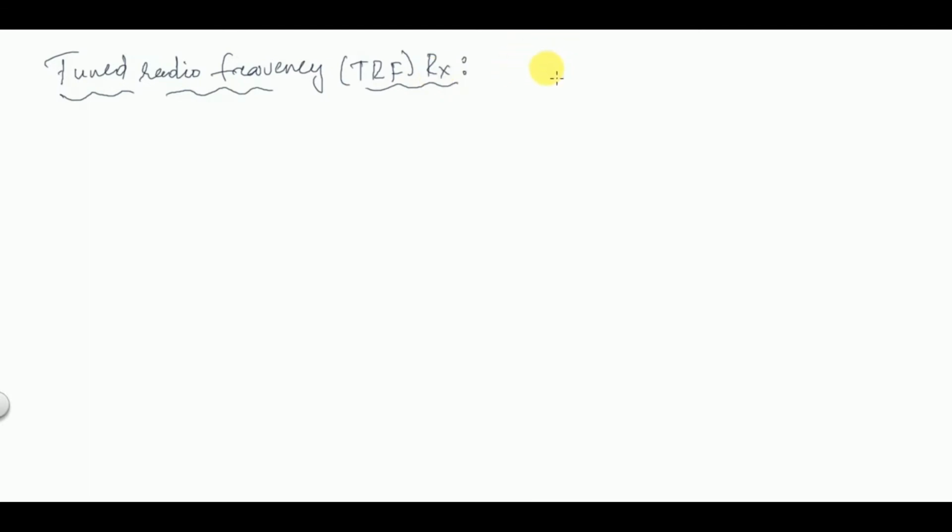So in this video we are going to learn about one of the AM receivers, which is the tuned radio frequency receiver, the TRF receiver. Okay, tuned radio frequency receiver we are going to learn.